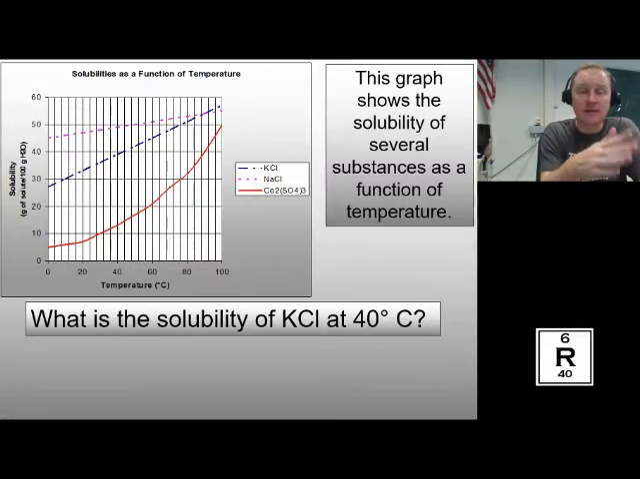This is separate and different for every different substance. So I just wanted to show you that graph to understand that. A couple things: one, that the solubility does increase with temperature, but two, it's unique to every different solute.